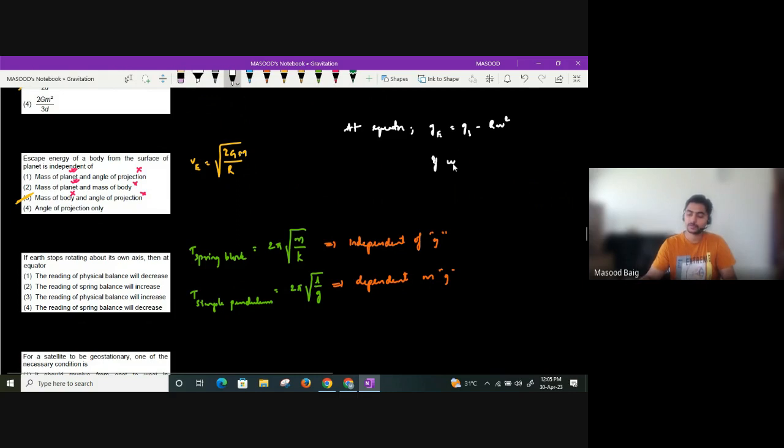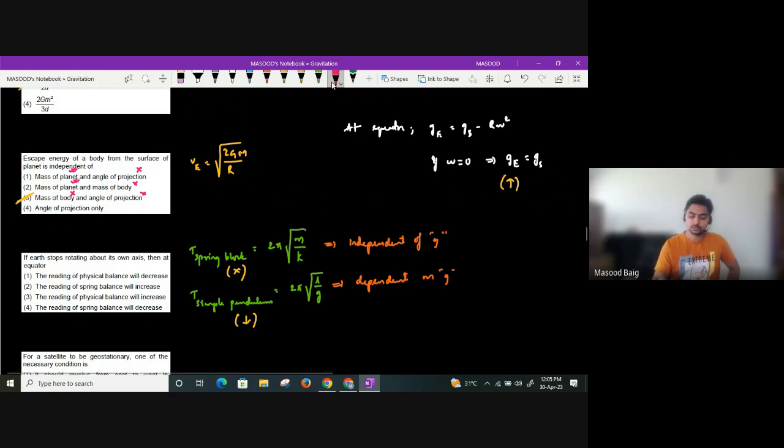So if omega becomes 0, what will g at the equator become? It will be g at surface. Initially it was g at surface minus r omega square. Now it became g at surface. So g at the equator has increased. So g value will increase, and the time period of the simple pendulum will decrease. However, for the spring block system, there will not be any change.